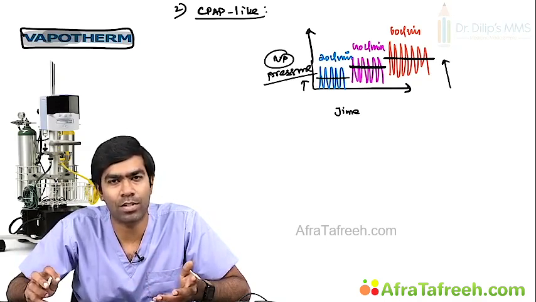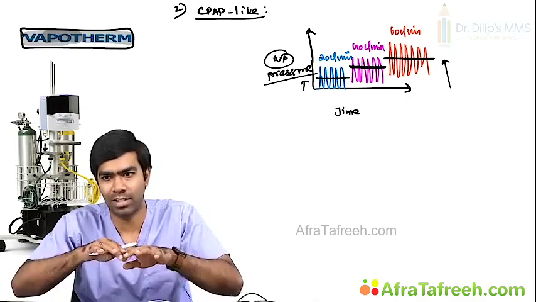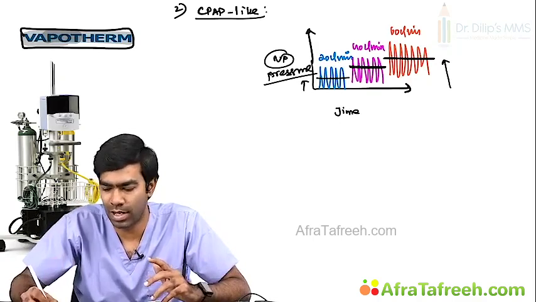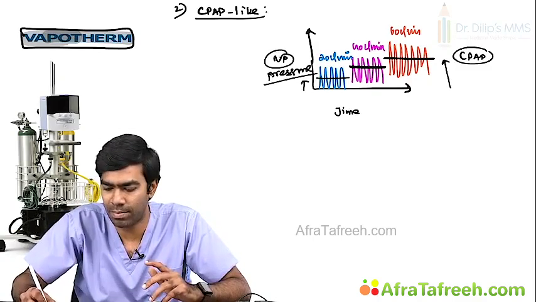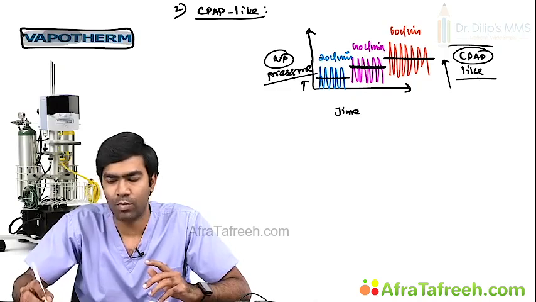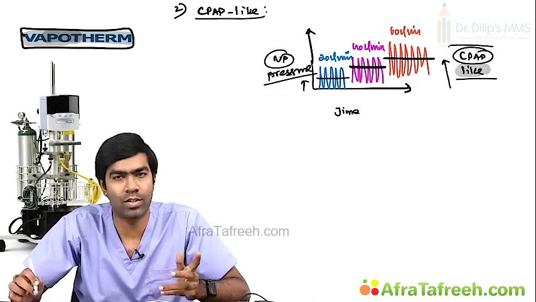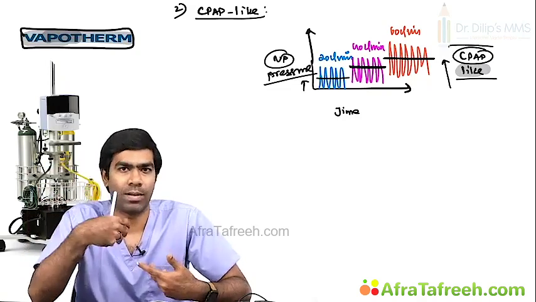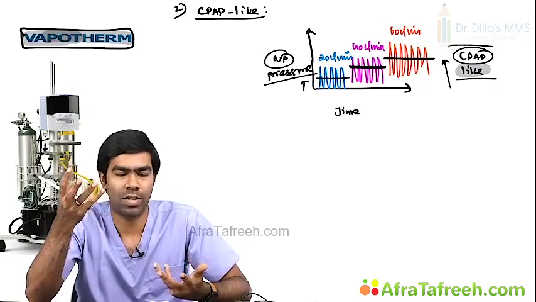This is a continuous positive pressure that is generated. An average continuous pressure is generated in the respiratory system. That's why I told you it generates a CPAP-like effect. Why I'm telling you again it's CPAP-like, why it's not a true CPAP, is because we don't know what's happening in the lower airway. It's only a nasopharyngeal pressure that we are monitoring.